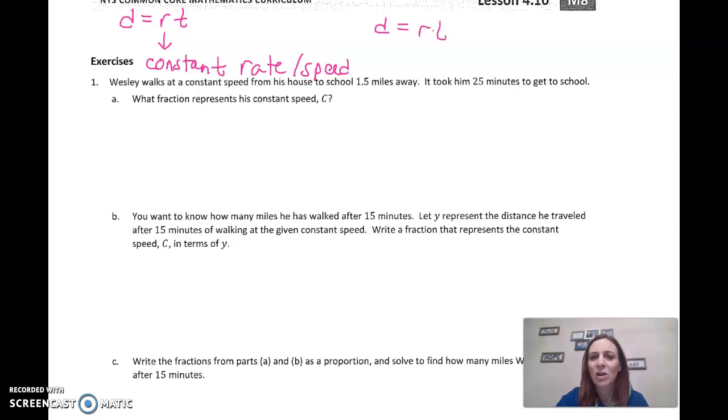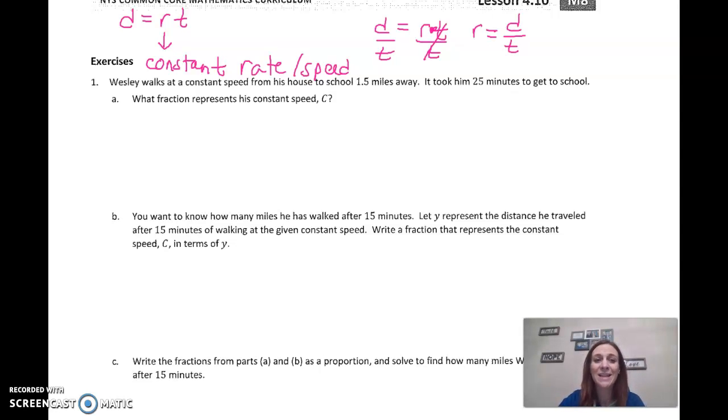If I wanted to solve for R, solve for my rate, this really bad looking R I wrote right here, since this is multiplying, I want to get rid of the t. I divide both sides by t. And I'd get R equals distance divided by time. Should sound familiar. I'm going to pause there for a second. I want to come over here.